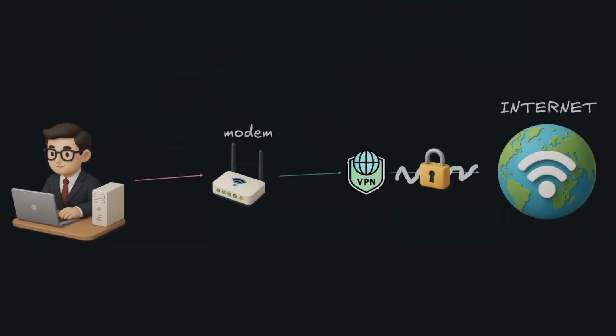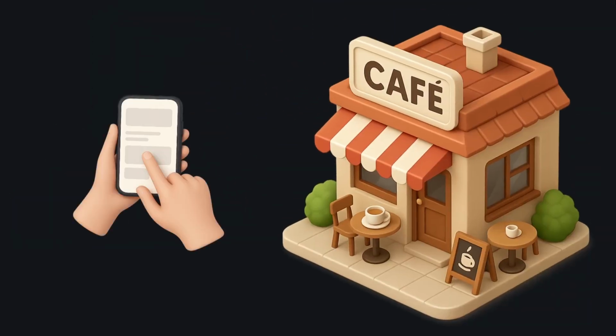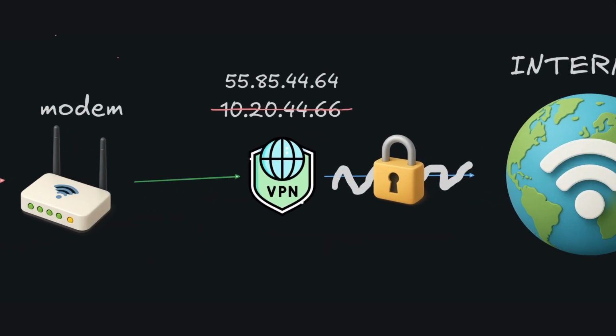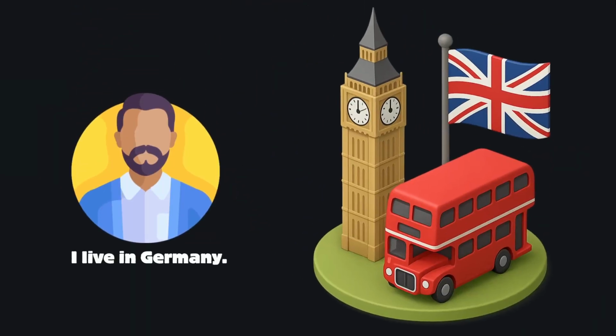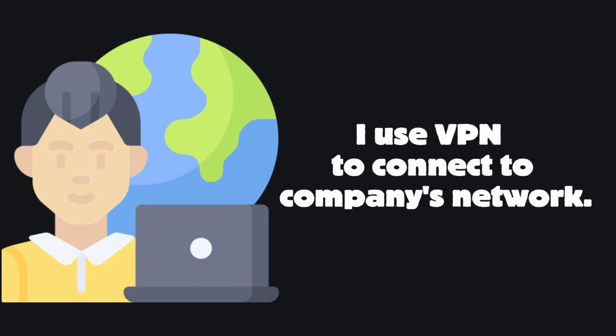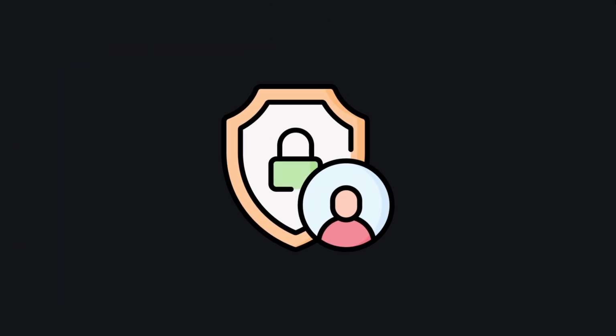VPN encrypts your internet traffic. If you use public Wi-Fi in a cafe, a VPN protects your data. Your IP address appears different to websites. You can connect to servers in other countries. Remote employees often use VPNs to access company networks. VPNs improve privacy and security.